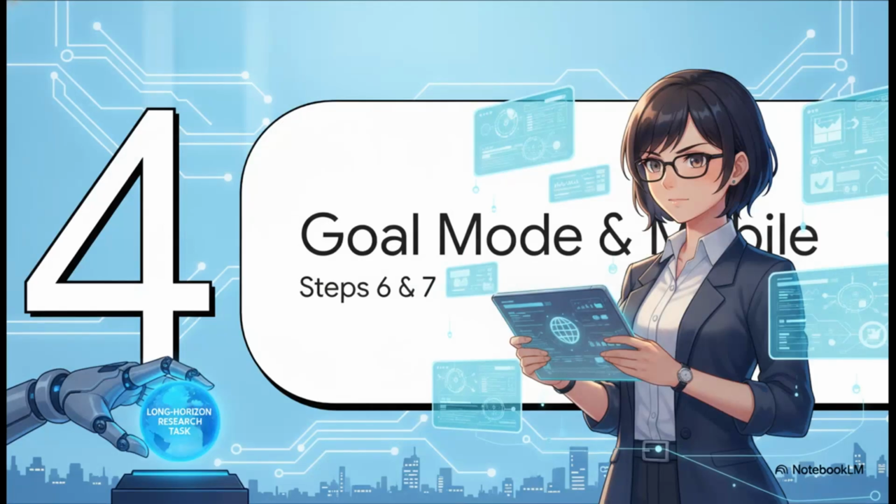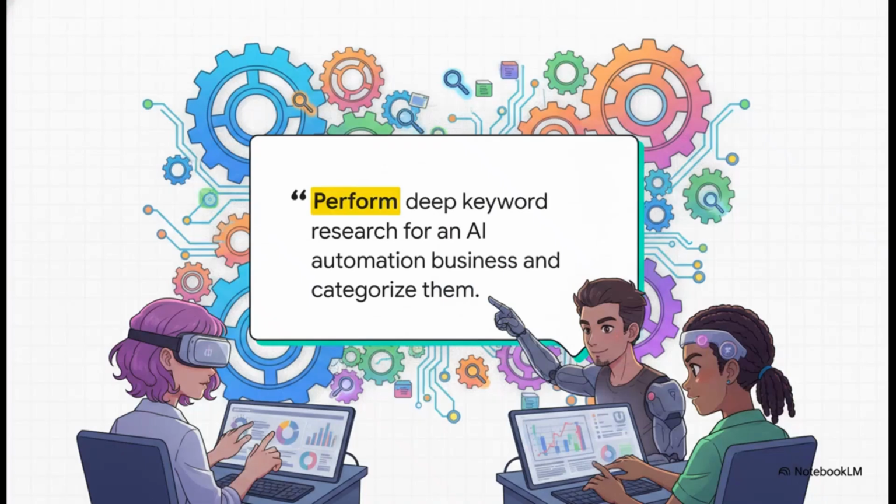Next up, steps 6 and 7, goal mode and mobile access. So how do we hand over those massive, long-horizon research tasks? To understand step 6, take a look at this power-up custom prompt. Perform a deep keyword research for an AI automation business and categorize them by search intent. Now, this isn't a quick 2-second Google search. This is usually hours and hours of human work.